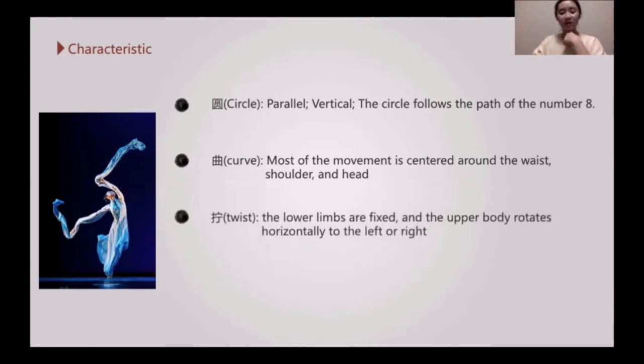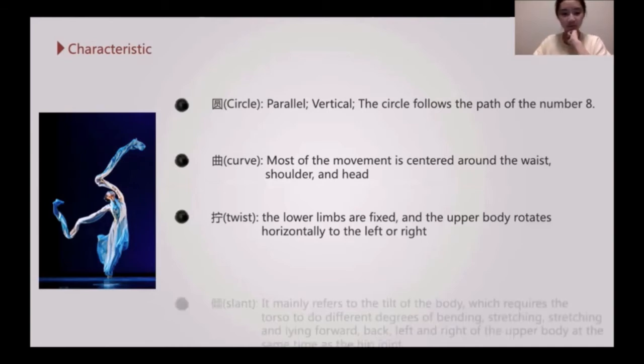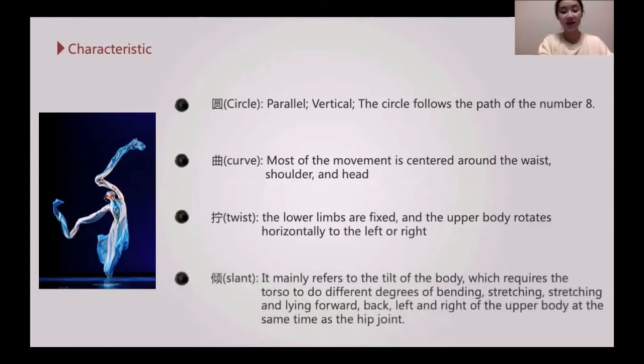The third one is twist. In Chinese, it's called 拧. It means that the lower limbs are flexed and fixed, and the upper body rotates horizontally to the left or right. So it's the opposite side, right? Different parts of your body. And the last one is slant.